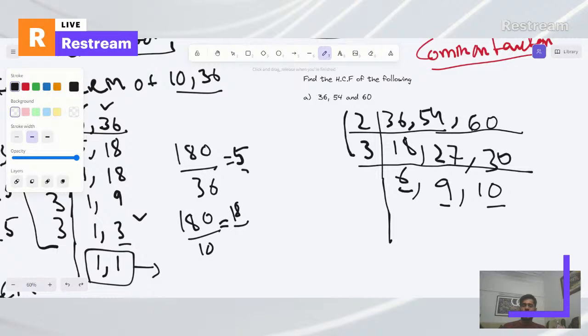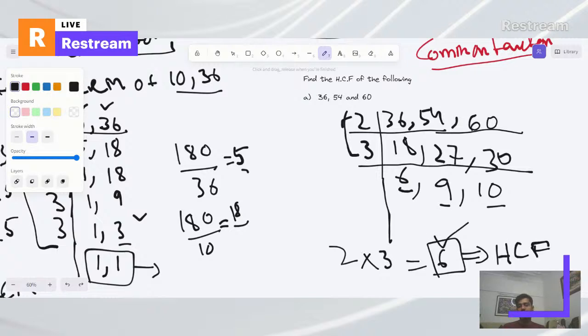Okay, so these two, when we multiply them together, 2 into 3, we get 6. So 6 is the answer that we're looking for. 6 is the highest common factor. So 6 is the only highest factor which can be used to divide all three numbers.